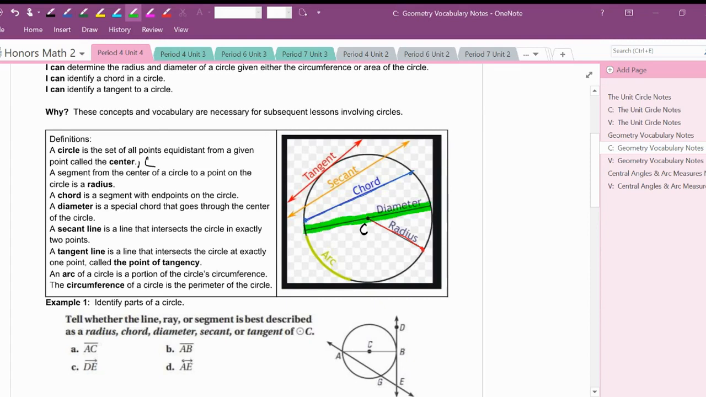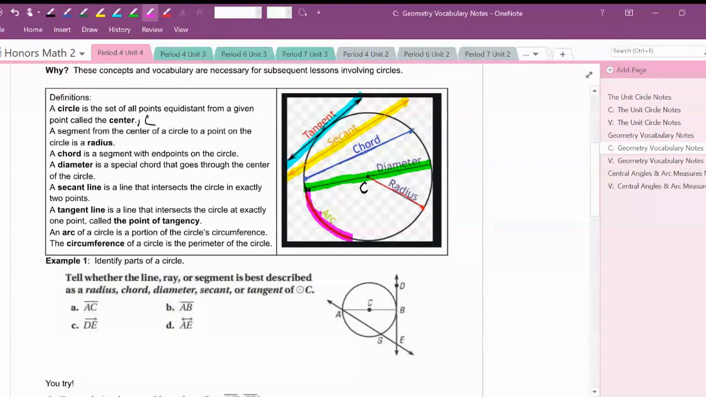A secant line is a line that intersects the circle at exactly 2 points, and a tangent line intersects the circle at exactly 1 point. And something that we'll be talking about in the subsequent lesson, an arc is a portion of the circle's circumference. And the circumference is the entire way around the circle, or the perimeter of a circle.